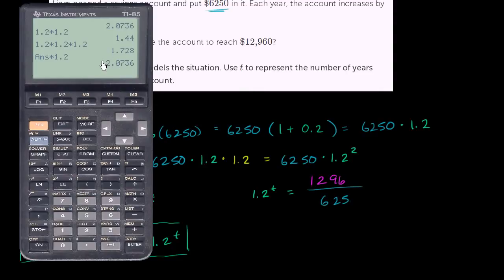So you see, we just did this by brute force. 1.2 to the 4th power will give us this value. So that's one way, kind of a brute force way, of figuring out that t is equal to 4.